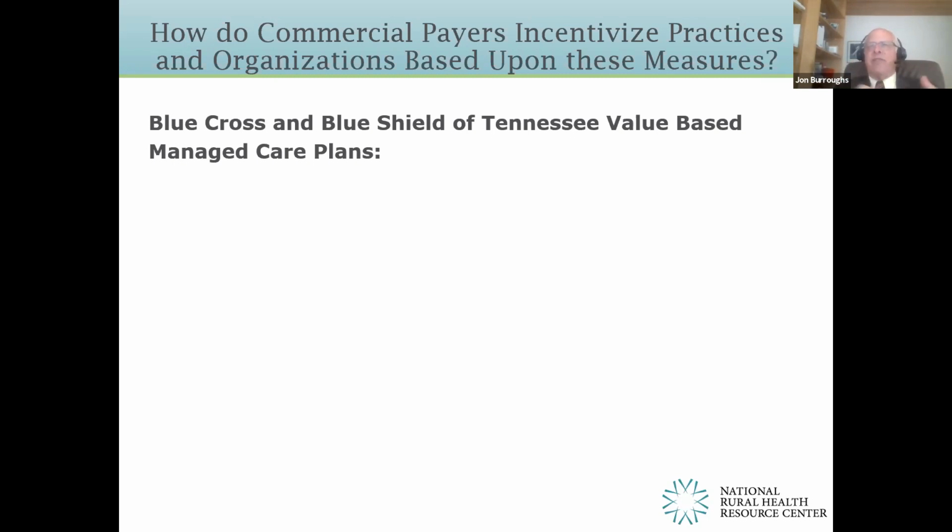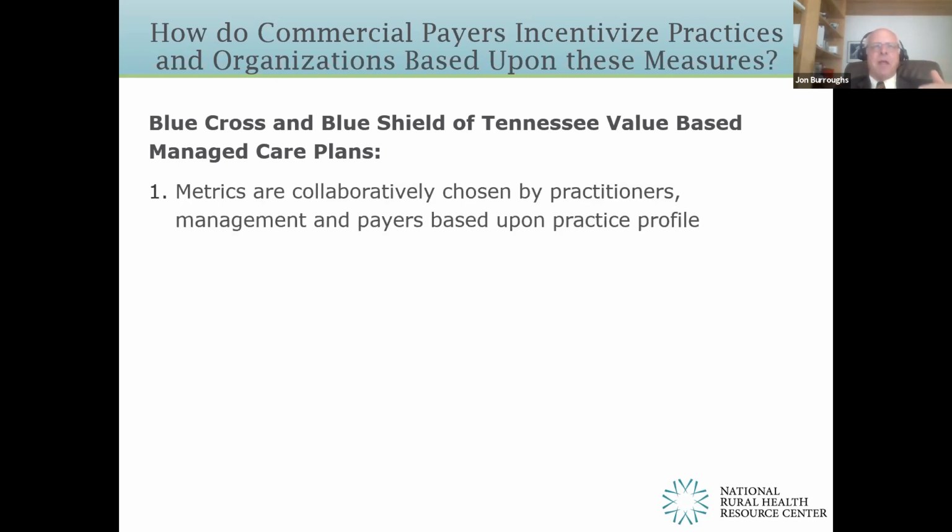So here's how a typical value-based plan works in the ambulatory setting. Metrics are collaboratively chosen by practitioners, management, and payers based upon practice profile. Now, if I was on site with you, I'd have you answer the question, what do we mean by practice profile? And basically, it means the vital few. In other words, practitioners know what the major clinical issues are. Management knows what the major costs are for their organization.